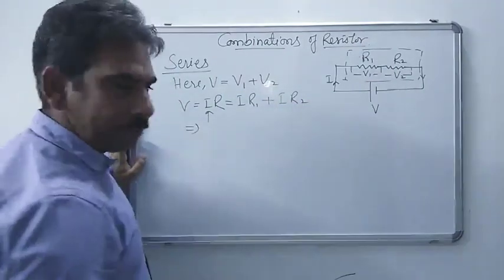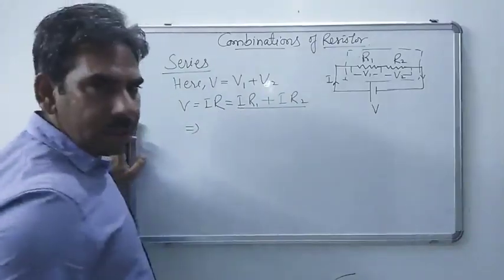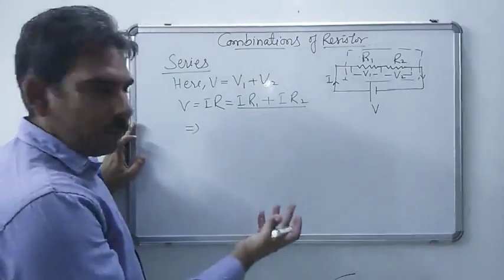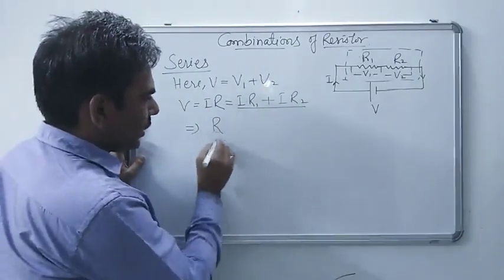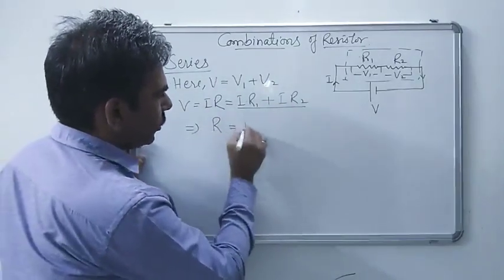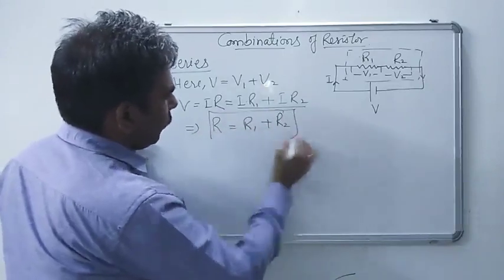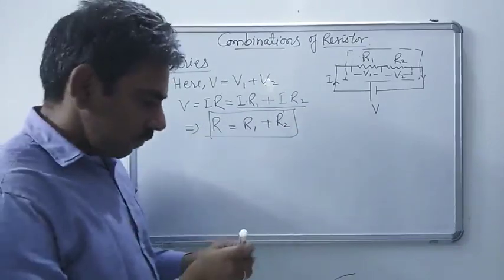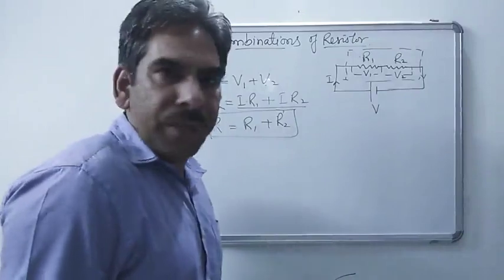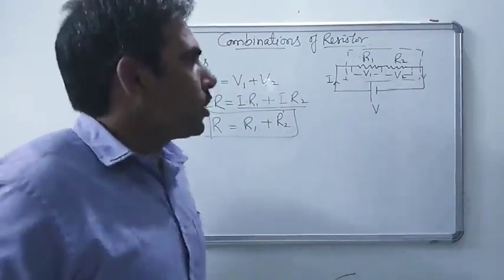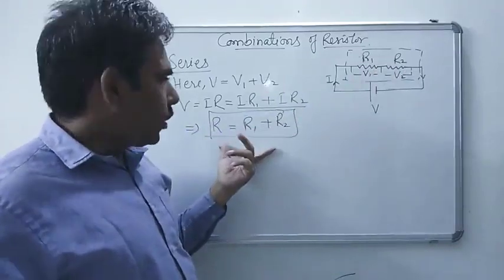So from here, this I on the right hand side is common, so it just cancels out on both sides. So we are left with only the net resistance or effective resistance R. It is equal to R1 plus R2. So this remains the formula for the effective resistance whenever we join two resistors in series with each other in a circuit. So these two resistors, for example, give the net value to be R1 plus R2.